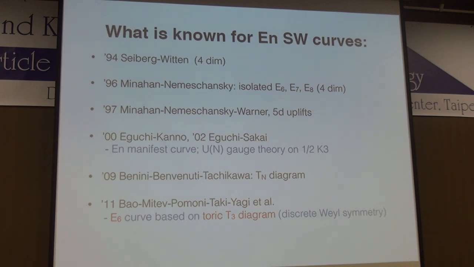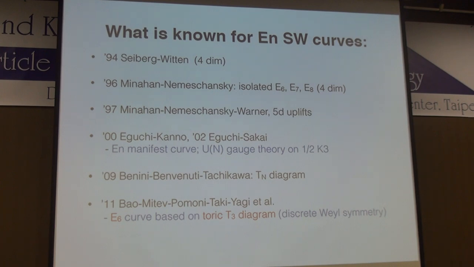What I'm going to talk about is what is missing in the EN Seiberg-Witten curve. Let me go through the small history associated with the EN Seiberg-Witten curve, from the seminal work of Seiberg-Witten and Minahan and Nemeschansky. They found the isolated theory. By isolated, I mean that there's no Lagrangian description, but there's a symmetry: E6, E7, and E8 in 4 dimensions.